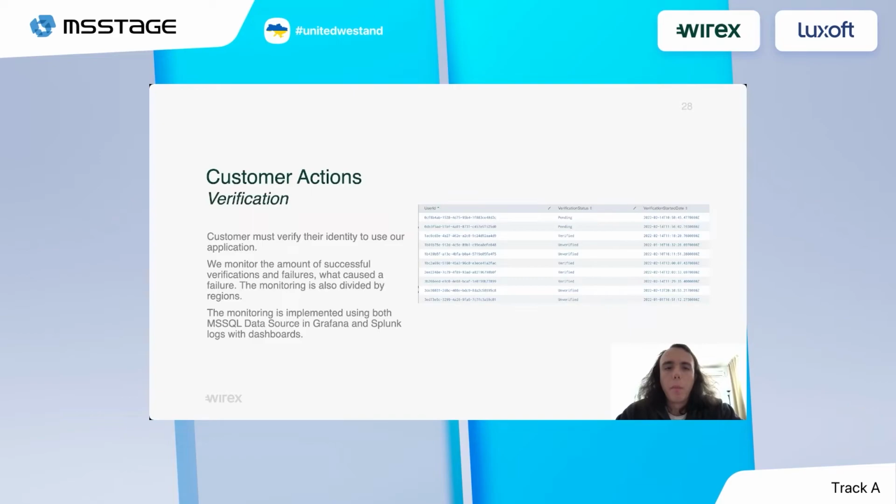Verification. Customers must verify their identity to use our application. We monitor the amount of successful verifications and failures, and what caused a failure. The monitoring is also divided by regions. Thus, we can understand what region is affected. The monitoring is implemented as well by the database, which is made for Power BI. It contains useful spreadsheets that we can retrieve directly to Grafana.